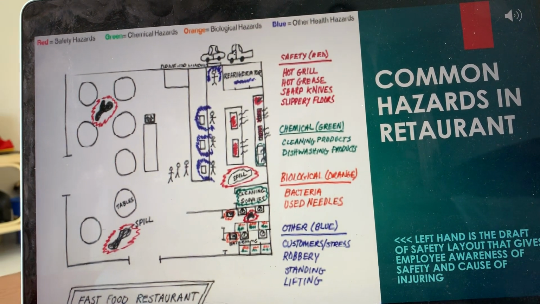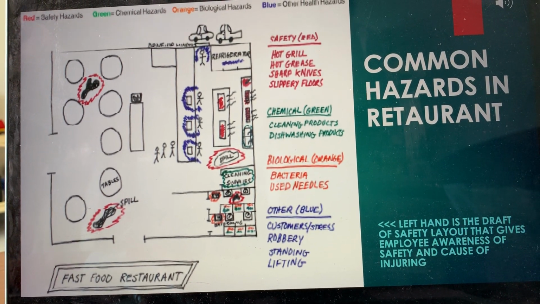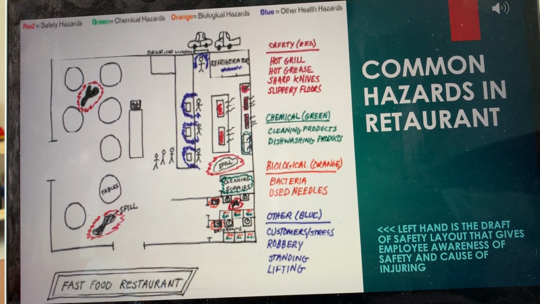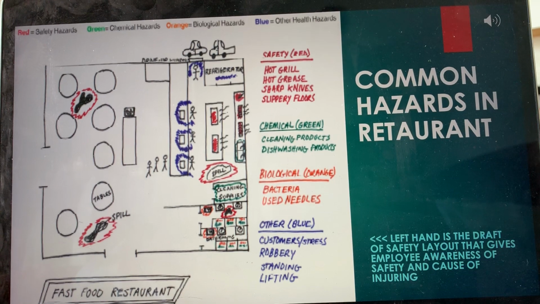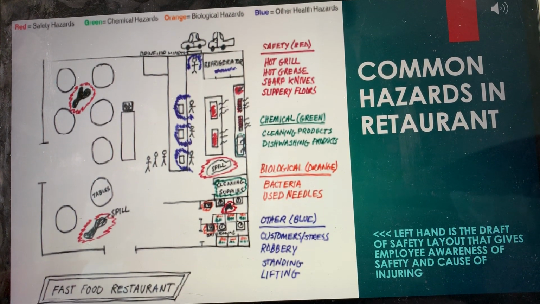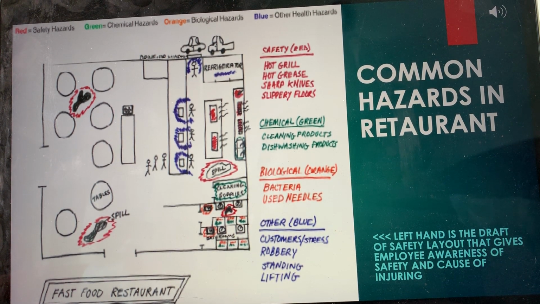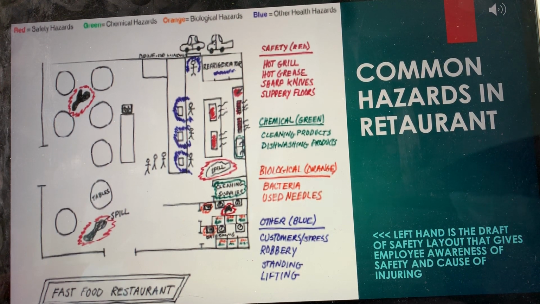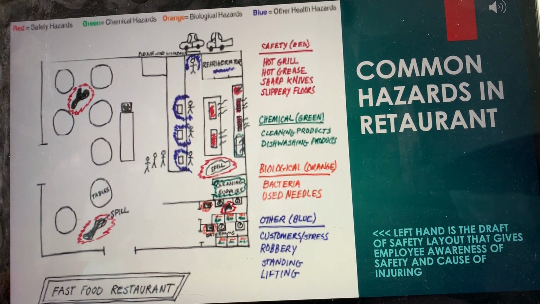Common hazards in a restaurant. This left draft is showing the safety layout that gives you awareness of safety and causes of injury. The red is safety hazards. Green is chemical hazards. Orange is biological hazards. Blue is other health hazards.